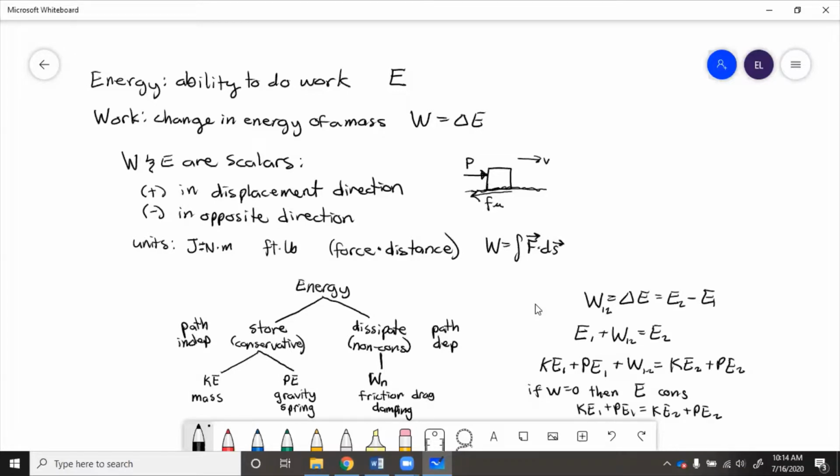So when you're working problems, basically you identify kinetic energy, potential energy, and work at each state, and then plug the formulas in. So next we'll look at what those formulas actually are.